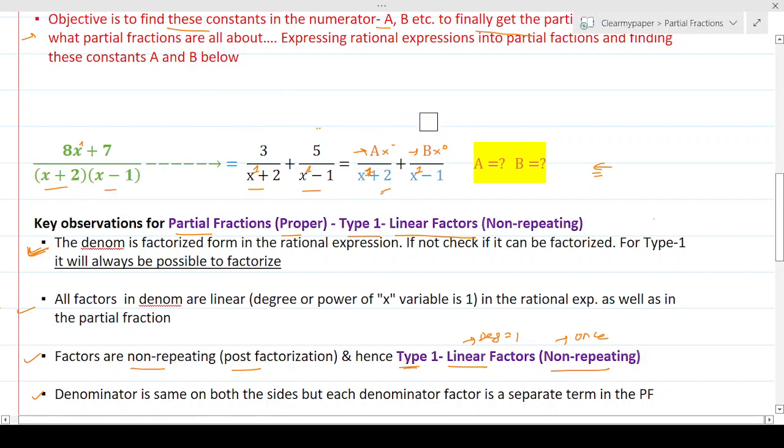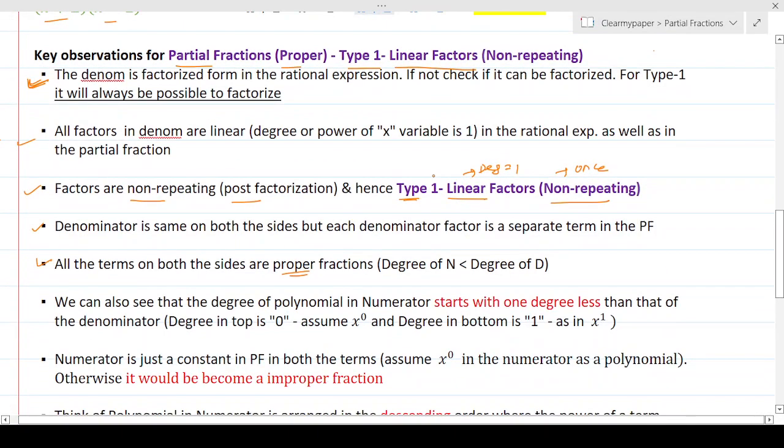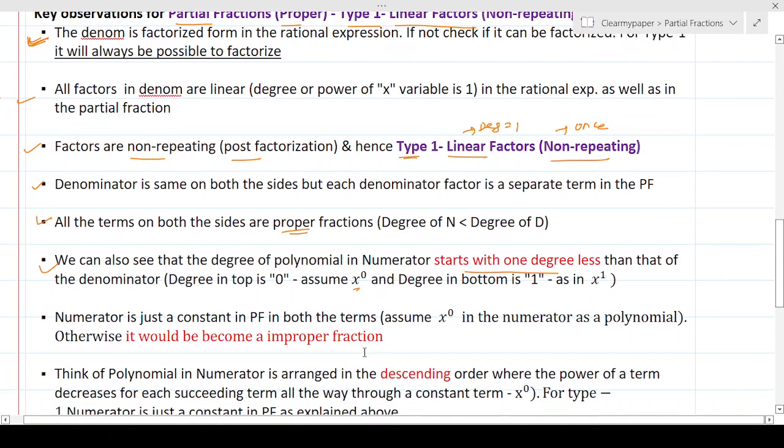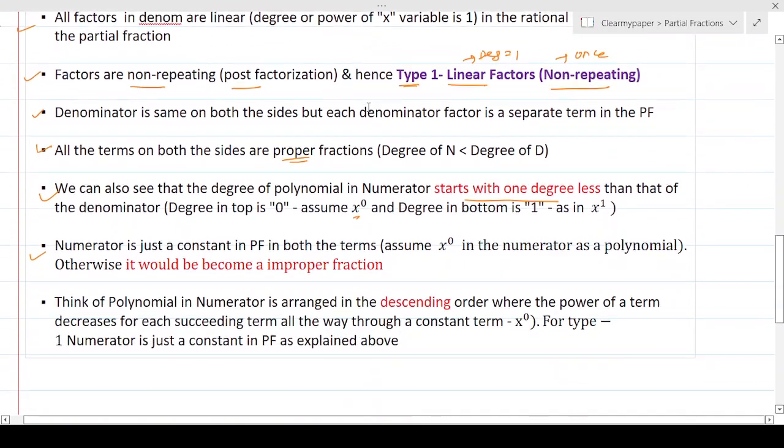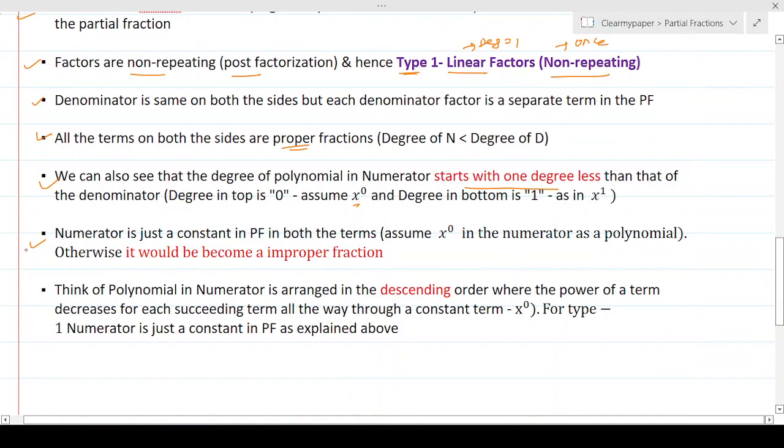That will be useful once I start doing type 2 and type 3 specifically. So let's check that also in this episode. We have seen that the degree of the numerator polynomial starts with 1 degree less, and we also covered why we have to keep it as a constant. In the case of type 1 it's a constant; for type 2 it will vary, because we have to maintain this term as a proper partial fraction, and hence we can just keep it constant. We cannot put any more variables of x there, otherwise it will become an improper fraction. We have covered this also.